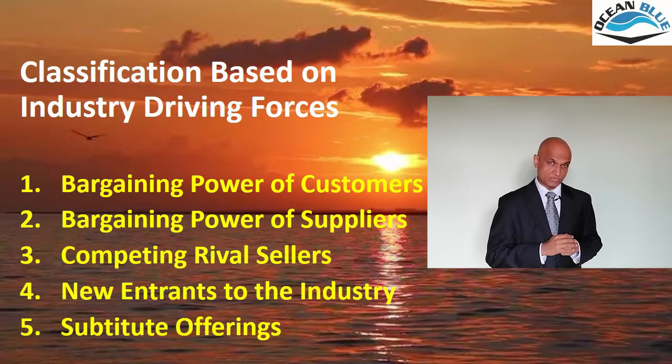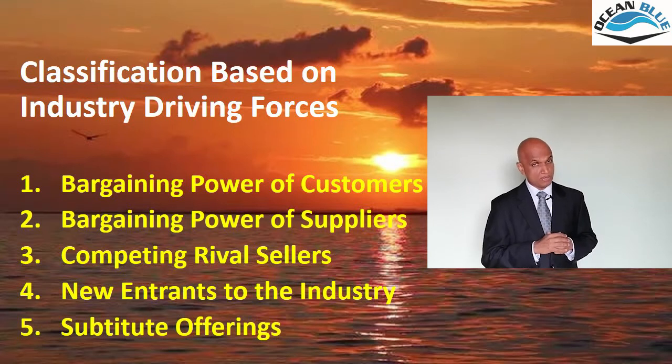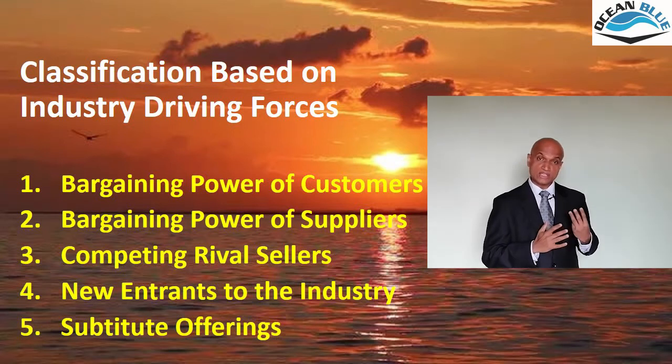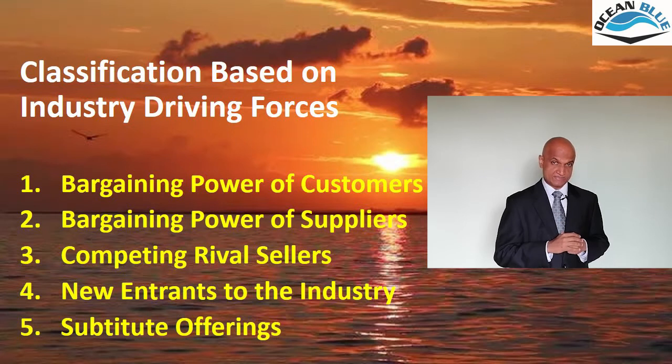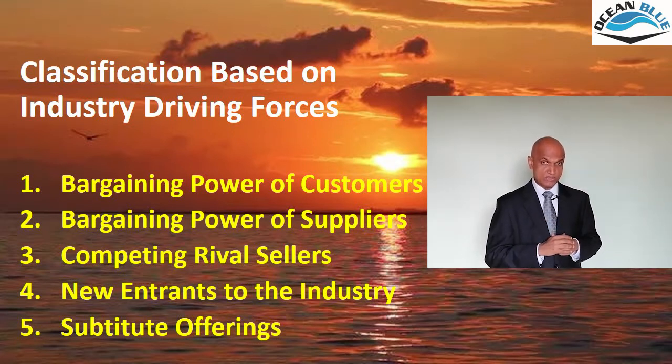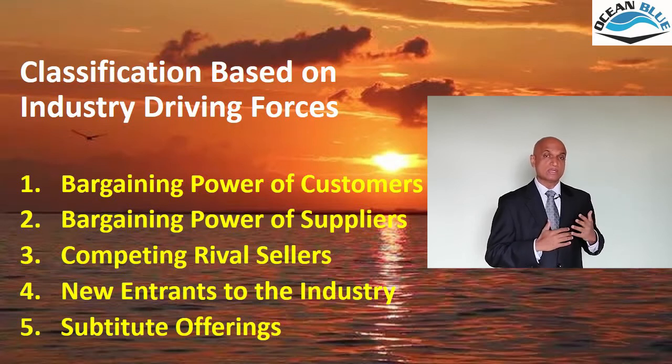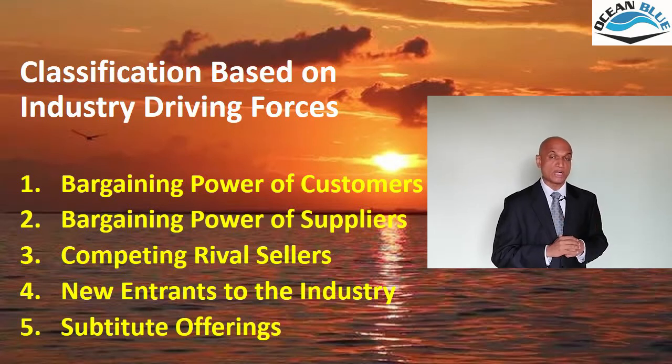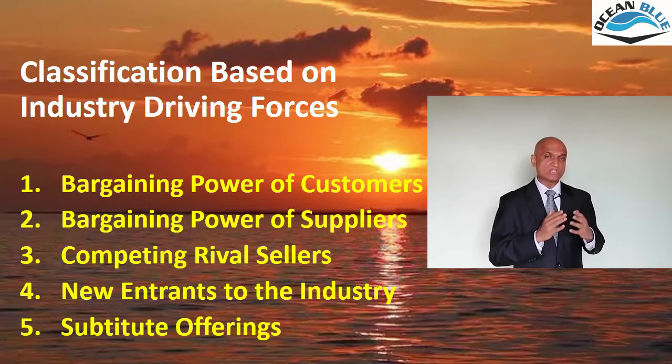Competition analysis number 3, which is based on the industry driving forces. This will categorize the competition into 5 major forces. Number 1, bargaining power of customers. Number 2, the bargaining power of suppliers. Number 3, the power of competing sellers. Number 4, the competition from the new entrants to the industry. Number 5, competition from the substitutory products to the industry. And this is as for the famous analysis of the forces of the industry from Sir Michael Porter.